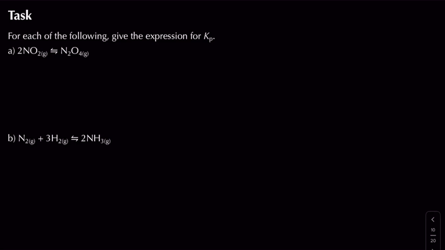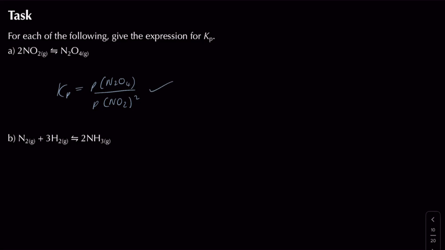Looking at question A, I've got N2O4 as my product. Kp is going to be equal to the partial pressure, because remember we're dealing with a homogeneous equilibrium, we've got all gases here. The partial pressure in circular brackets of my product, which is N2O4, divided by the partial pressure of my reactant, which is NO2, and that's going to be to the power of 2 as well. Remember, you need circular brackets here as well. There's our first one done.